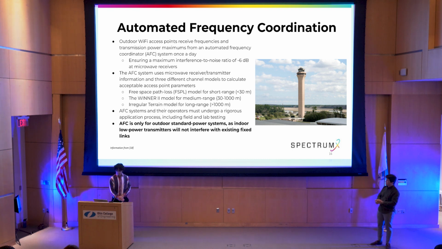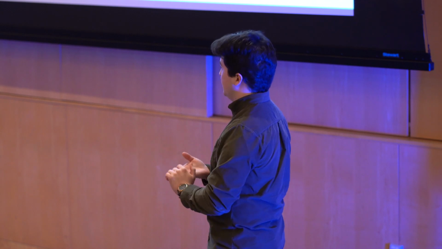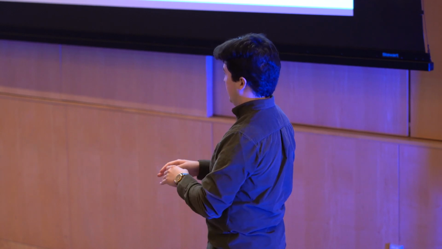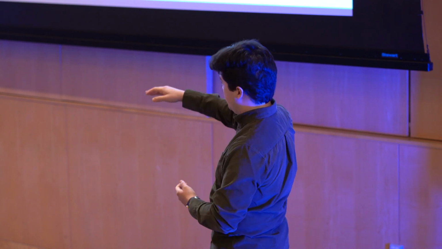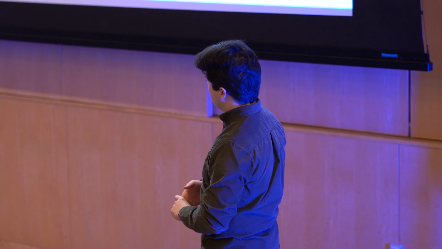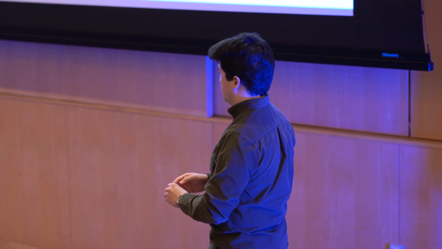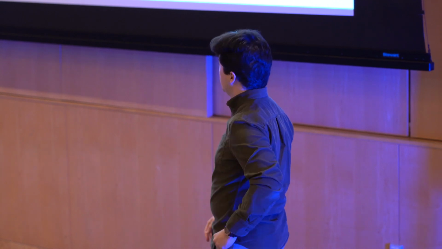And these systems use collected geographical data and transmitter data, as well as 3 different channel models, free space path loss, Extended Hata 2, and irregular terrain, to determine what frequencies and what powers can be transmitted without issue. We're going to go into free space path loss. The other 2 are outside the scope of this presentation. And AFC is notably only for outdoor standard power systems, as we'll discuss in the next slide.